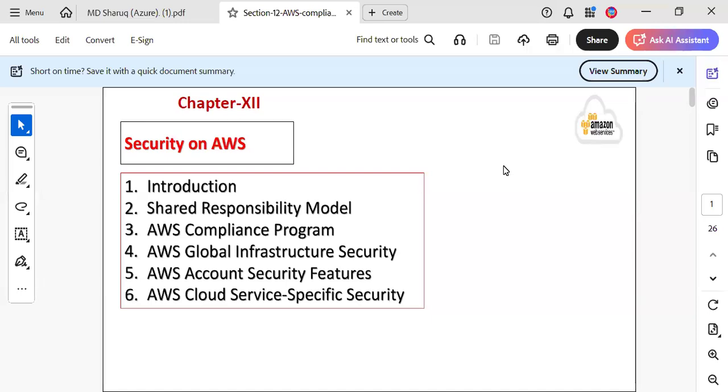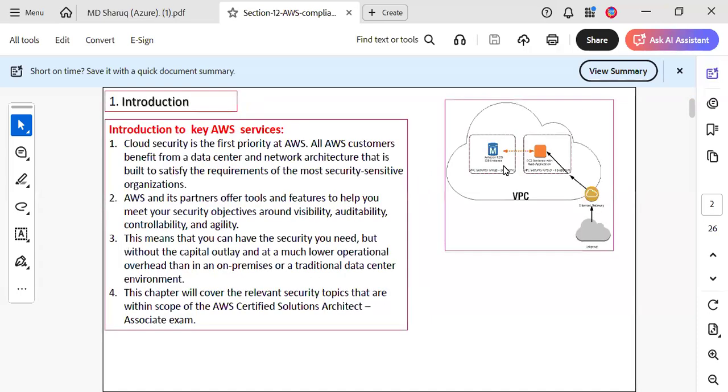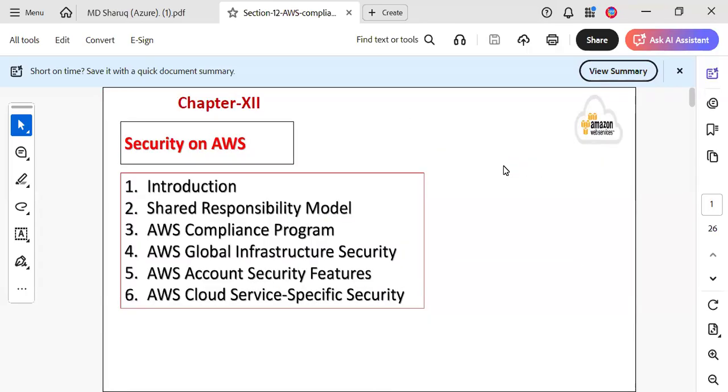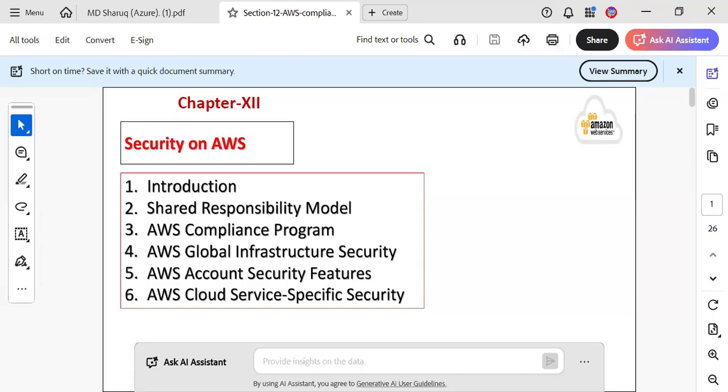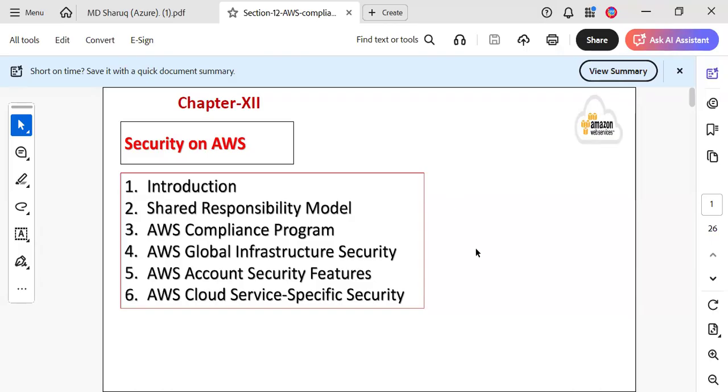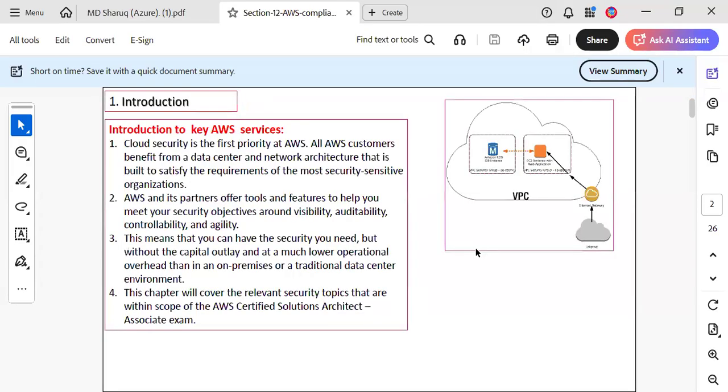So first we'll see what is AWS security introduction, what shared responsibility is, what compliance programs are, what global infrastructure security is, then account security features. Then cloud service specific security we'll see. Now, what are key AWS services?